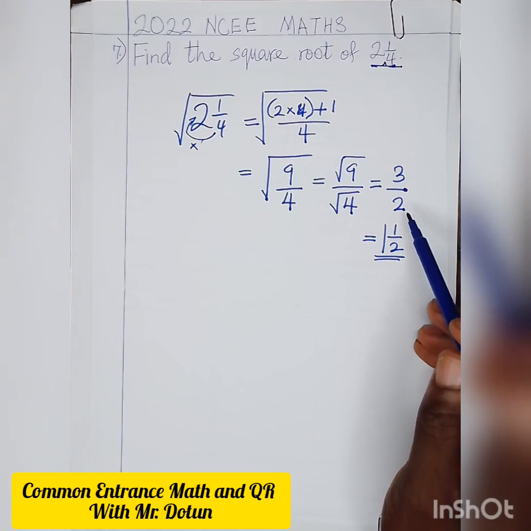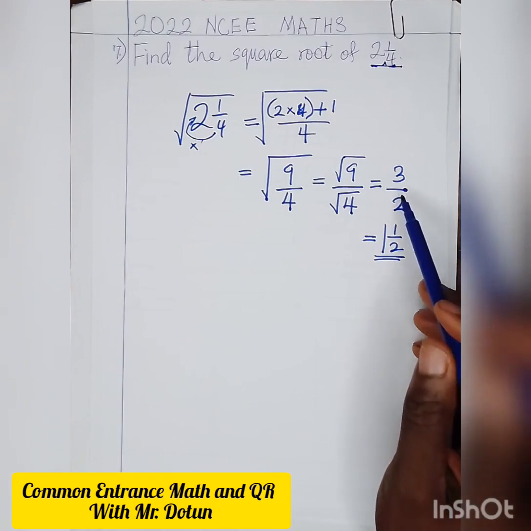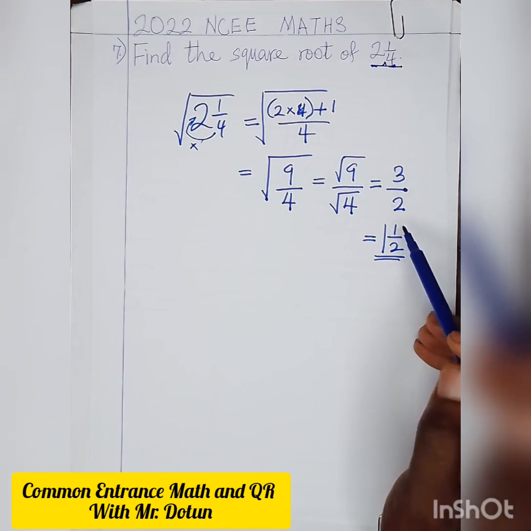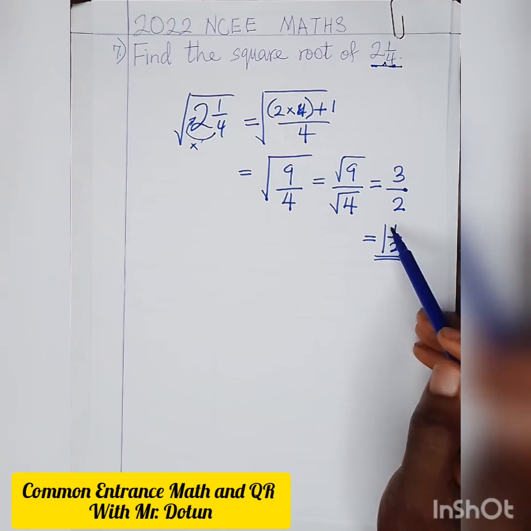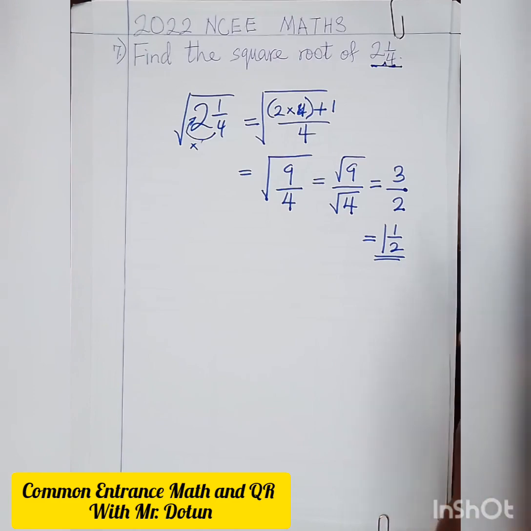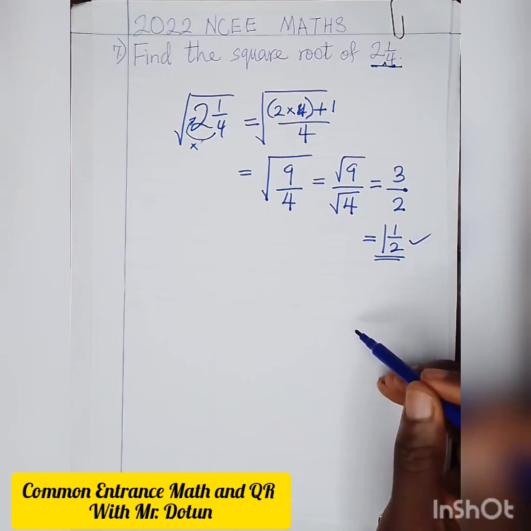So to convert that, you divide 3 by 2. Your answer will be the whole number, then the remainder will be the numerator. The denominator remains the same. Alright, so the answer is 1 whole number 1 over 2.